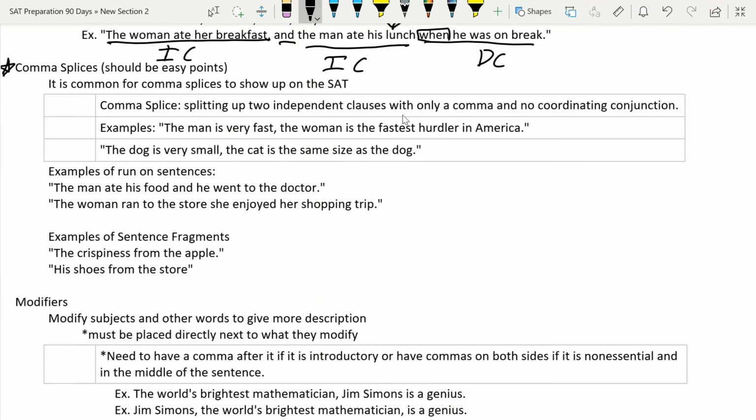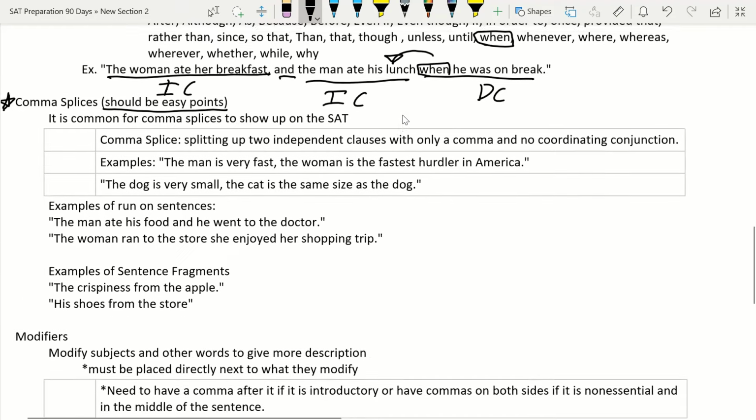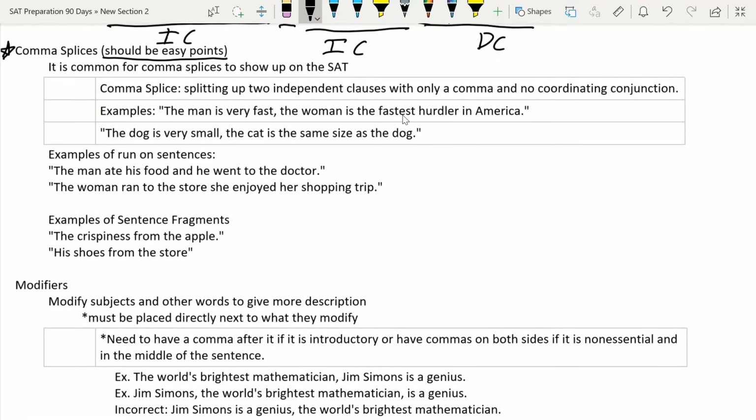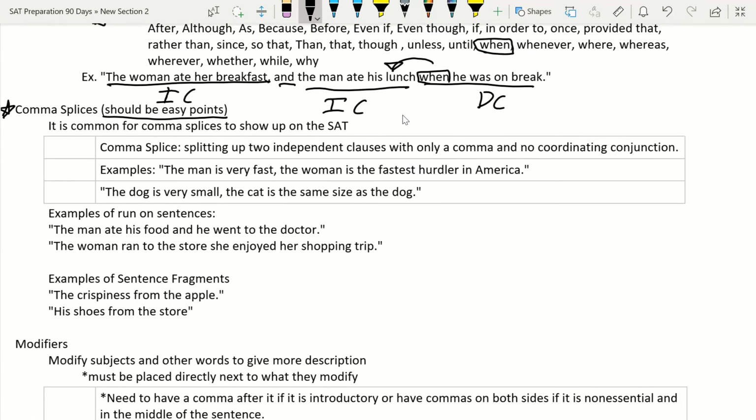All right, so comma splices. Comma splices are an often used question on the SAT and SAT practice tests. They should be easy points for you because it's all about identifying subjects and verbs and making sure that they are connected in a correct way. The reason I showed you those sentence types up here is so that you can recognize comma splices. If you can recognize comma splices on the SAT writing section, it should help you improve your score, because there tend to be a fair amount of questions on them, because a lot of students make mistakes on it. So it's common for them to show up on the SAT.